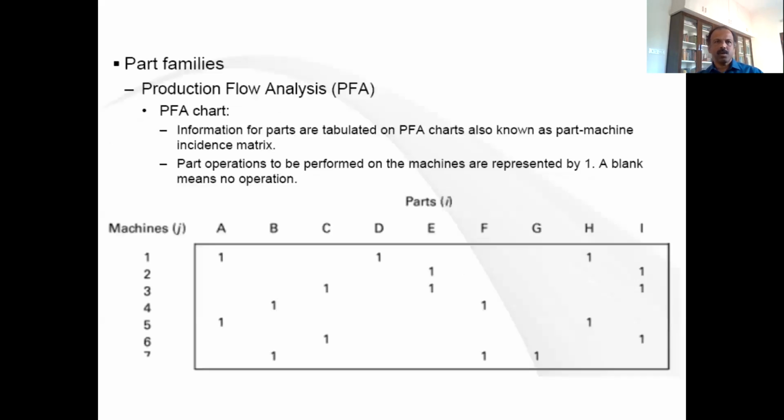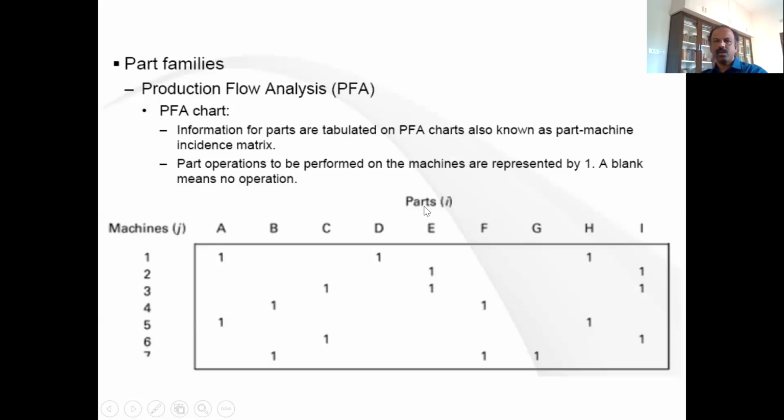Now, in production flow analysis there are some important steps, which are shown here in the PFA chart. PFA chart is the production flow analysis chart. This chart is information for parts which is tabulated, known as the part machine incidence matrix. So please understand this very carefully.